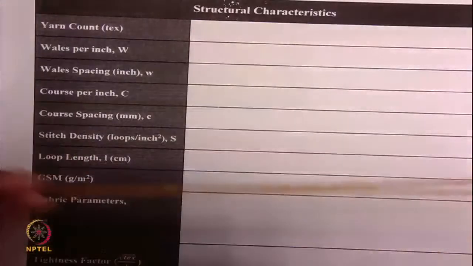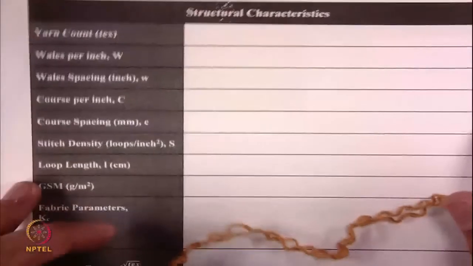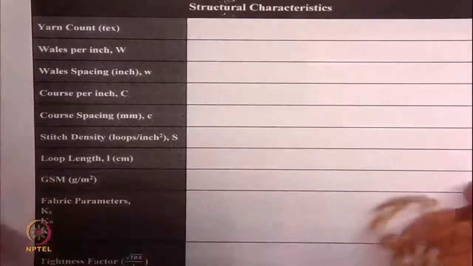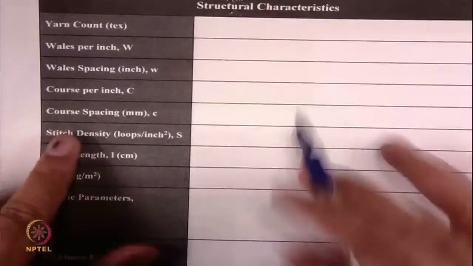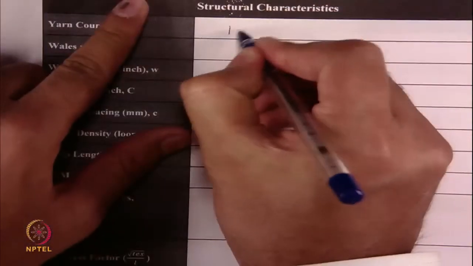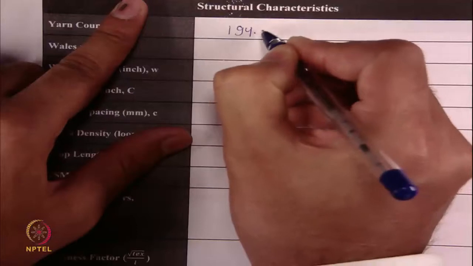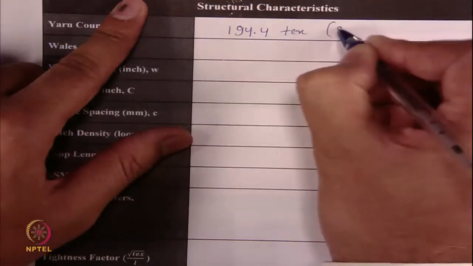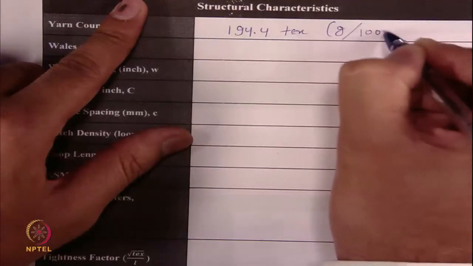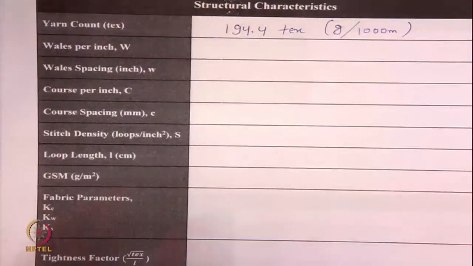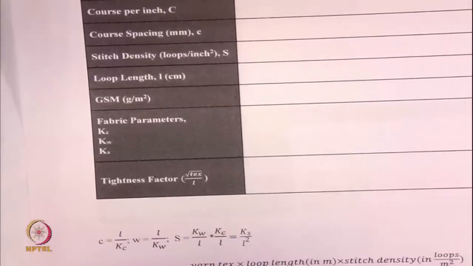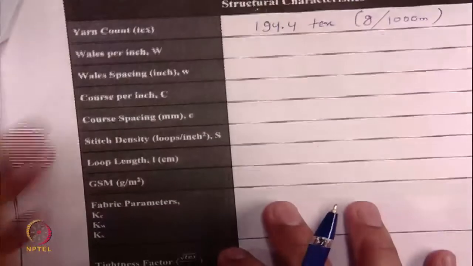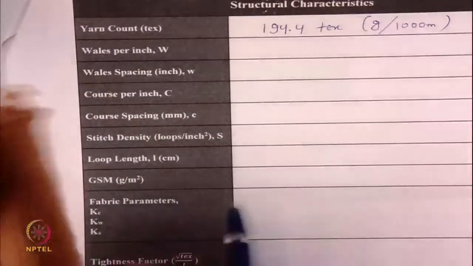okay. Finding yarn count is very easy, you can follow any standards in textile. In reality, you just take the weight and you find the length, take their ratio. So, the yarn tex was 194.4 tex. Tex is generally represented as gram per 1000 meter of yarn. The second thing is wales per inch. Wales per inch, it means how many columns you can count in this fabric.